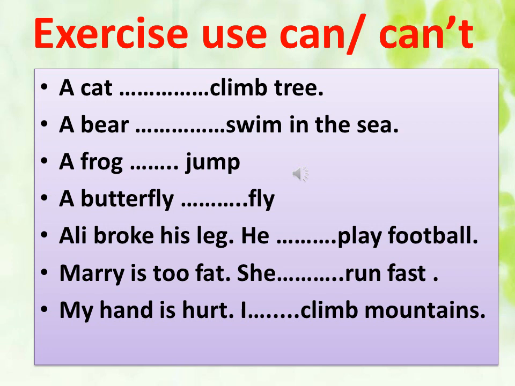Okay, here is a short exercise for you. Use can or can't. Number 1: A cat climb trees. A bear swim in the sea. A frog jump. A butterfly fly. Ali broke his leg. He play football. Mary is too fat. She ran fast. My hand is hurt. I climb mountains.